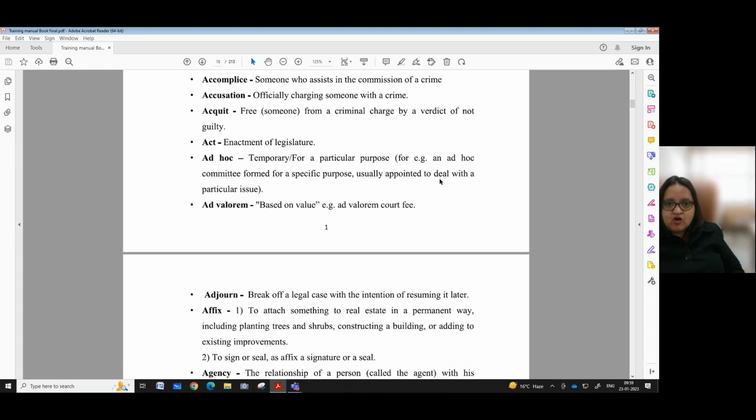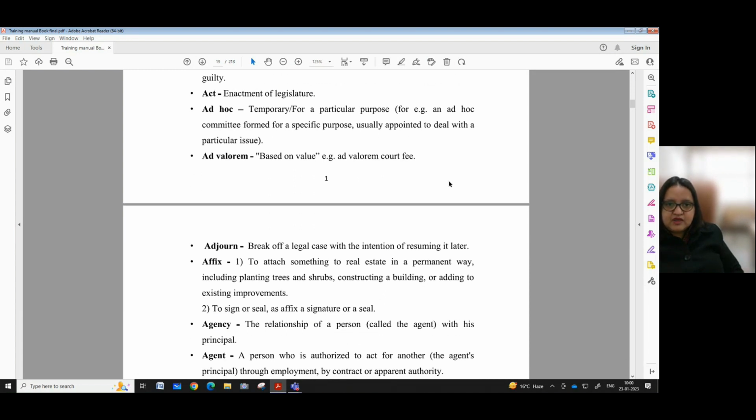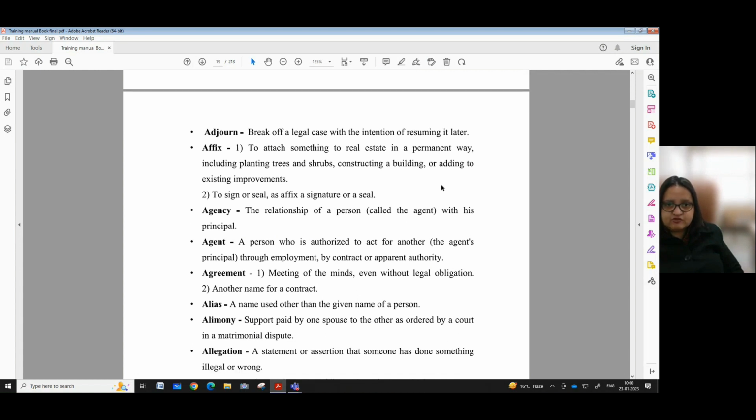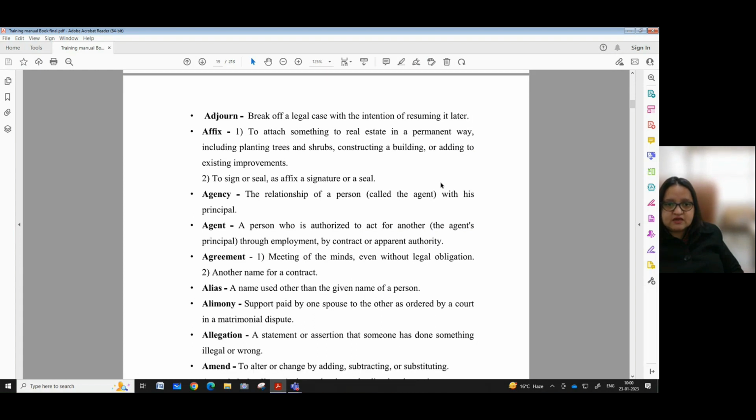Enactment of legislature. Ad hoc, temporary, or for a particular purpose. For example, an ad hoc committee formed for a specific purpose, usually appointed to deal with a particular issue. Ad valorem, based on value. Example, ad valorem court fee. Adjourn, break off a legal case with the intention of resuming it later. Affix, it has two meanings. One, to attach something to real estate in a permanent way, including planting trees and shrubs, constructing a building, or adding to existing improvements. Second, to sign or seal, as affix a signature or a seal.